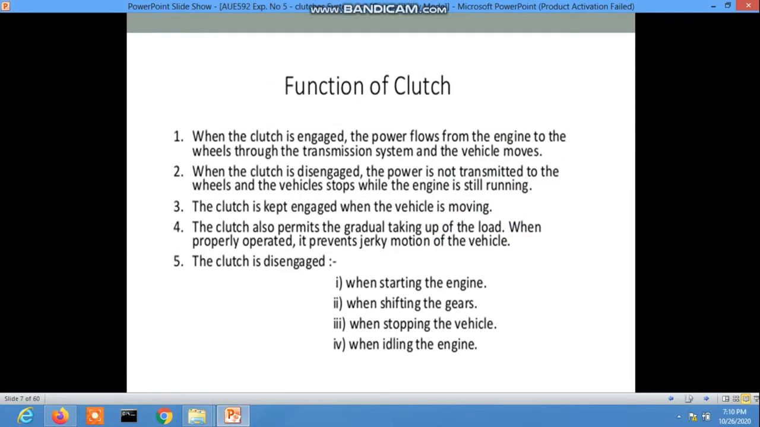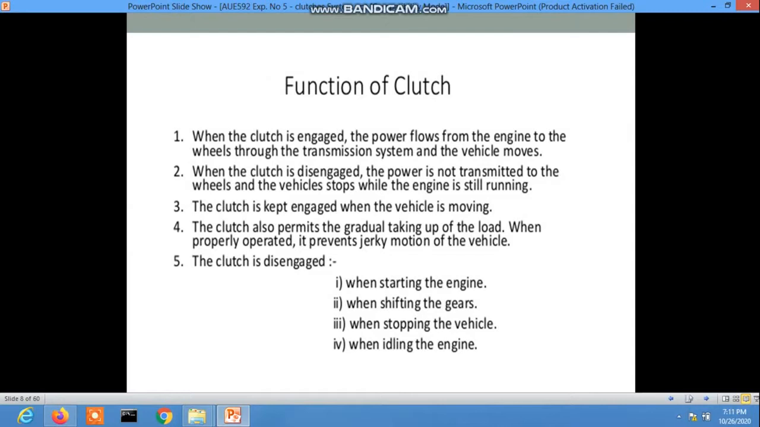Function of the clutch. When the clutch is engaged, the power flows from the engine to the wheel through the transmission system and the vehicle moves. When the clutch is disengaged, the power is not transmitted to the wheel and the vehicle stops while the engine is still running. The clutch is kept engaged when the vehicle is moving. The clutch also permits the gradual taking up of load. When properly operated, it prevents jerky motion of the vehicle.